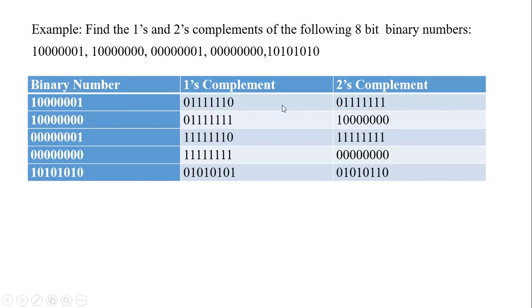And for 2's complement, add 1 to the 1's complement, so we get this number. This is another number. So this is the 1's complement, and this is the 2's complement. This number, this is the 1's complement, and this is the 2's complement. All zeros, so all 1's in 1's complement, and all zeros in 2's complement. For this one, this is the 1's complement. Change all zeros to 1 and all 1's to 0, and add 1 to this, we get this number.